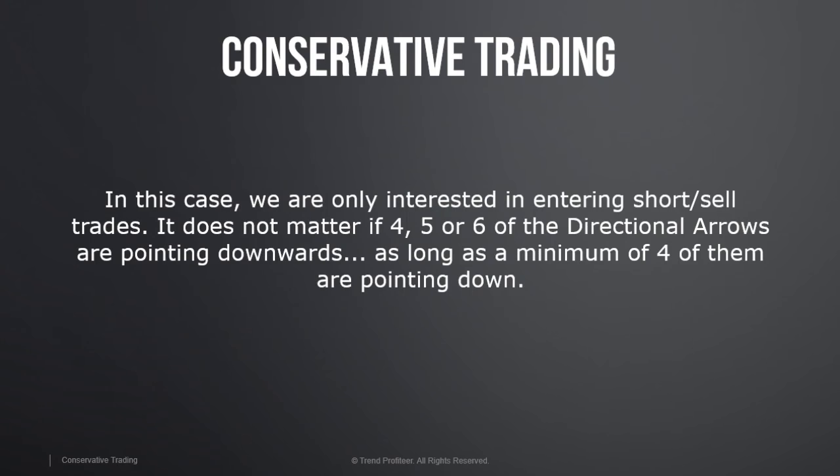In this case, we are only interested in entering short/sell trades. It does not matter if 4, 5, or 6 of the directional arrows are pointing down, as long as a minimum of 4 of them are pointing down. Conversely, for a long/buy trade, we would be only interested in getting into the market if the overall trend direction was pointing up and 4 or more of the directional arrows of the higher time frames were pointing up.